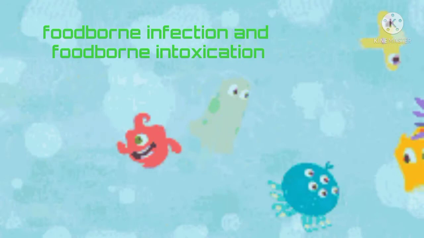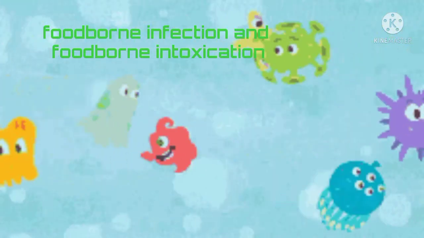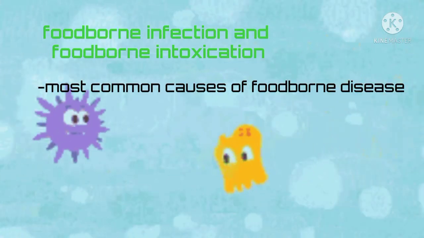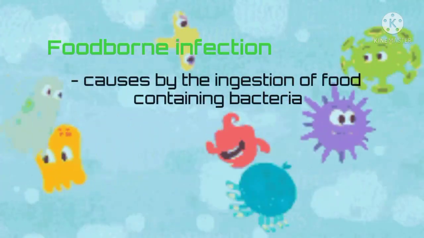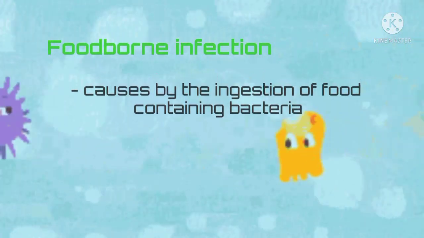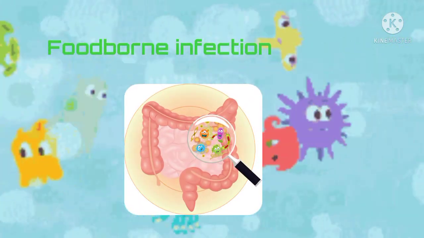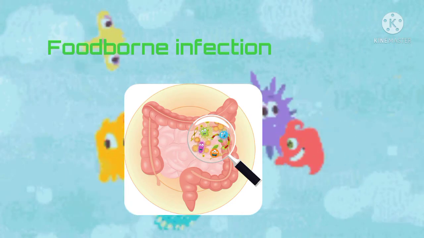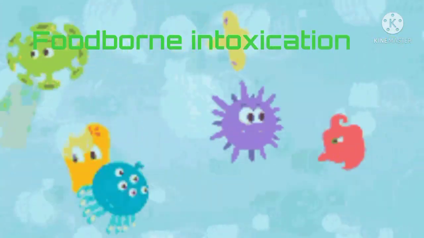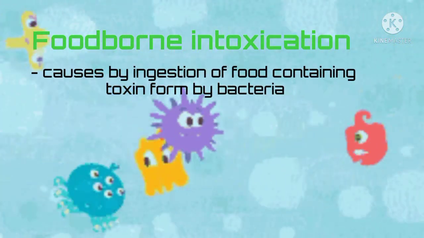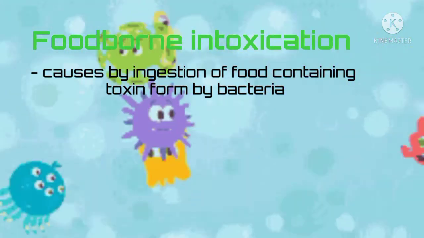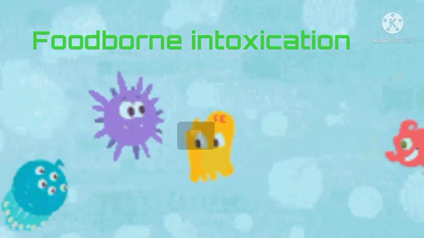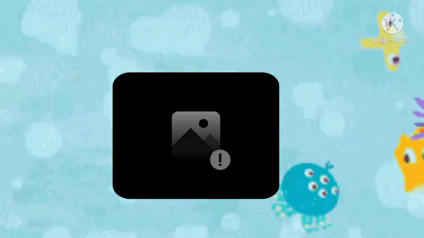Foodborne infection and foodborne intoxication are the most common causes of foodborne disease. Foodborne infection is caused by the ingestion of food containing live bacteria which grow and establish themselves in the human intestinal tract. On the other hand, foodborne intoxication is caused by digesting food containing toxins formed by bacteria, which result from the bacterial growth in the food item.